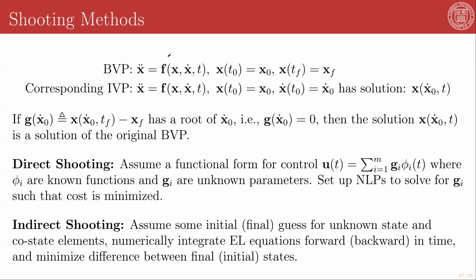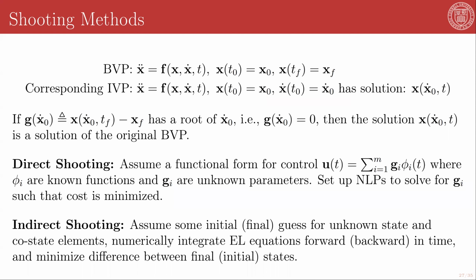Our basic setup is that we have a boundary value problem given by a differential equation x double dot is equal to f of x, x dot, and t. We have some initial conditions x naught at time t naught, and we have some desired final conditions xf at time tf. We can write a corresponding initial value problem that has the exact same dynamics and the same initial condition in the state, as well as an additional initial condition in the state derivative, x dot naught, and a solution, x, as a function of x dot naught and time.